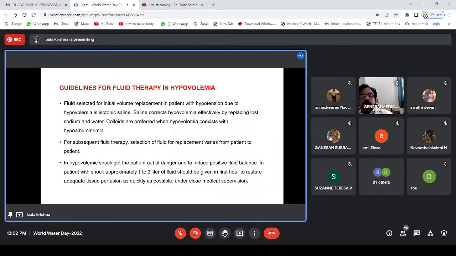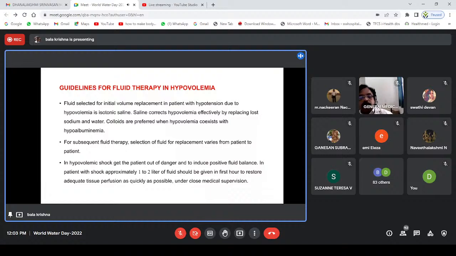But if a patient with hypovolemia is given albumin, the albumin half-life is around 6 hours only. So it will retain a similar amount of fluid within the intravascular compartment. Repeated transfusion of albumin can cause an autoimmune reaction to that albumin. For subsequent fluid therapy, the selection of fluid varies from patient to patient.